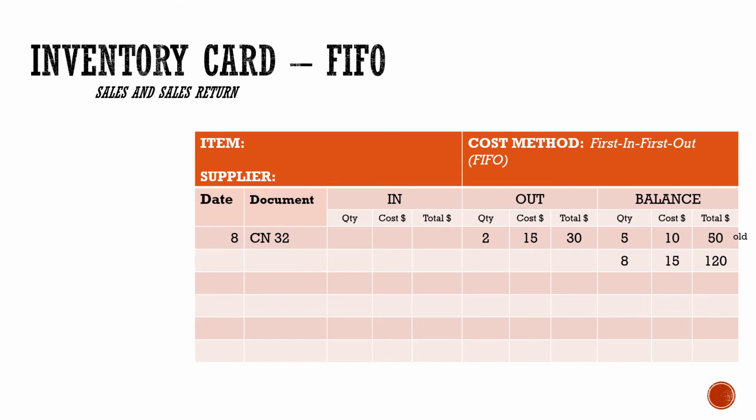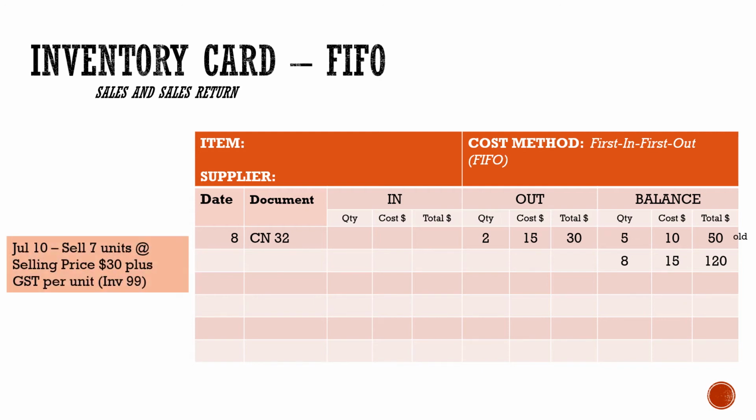Here we're going to see how we record sales and sales return in the inventory card using FIFO method. Here we can see that we have a balance of 2 batches of inventory, with the old batch being 5 units at a cost price of $10 per unit. And in our new batch, we have 8 units at a cost price of $15 per unit. So on July 10, we are selling 7 units at a selling price of $30 plus GST.